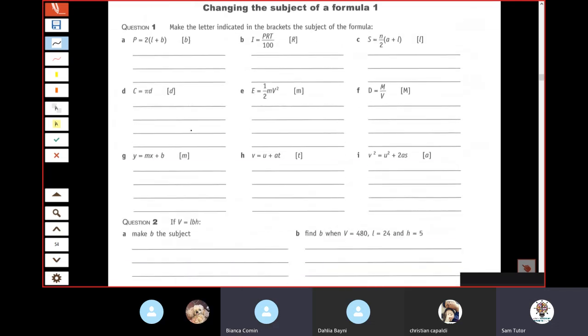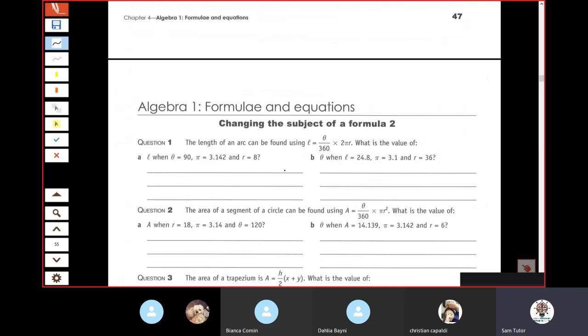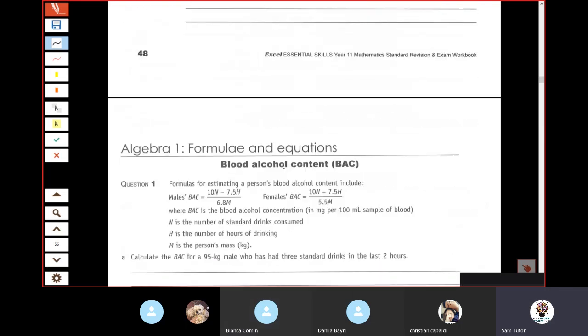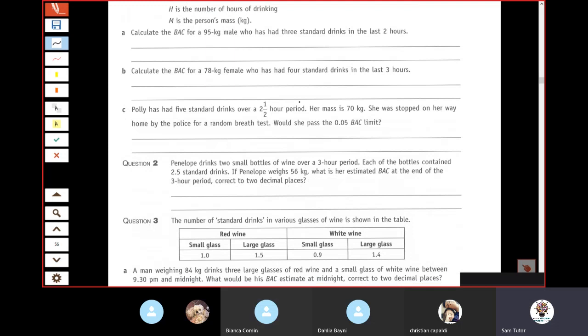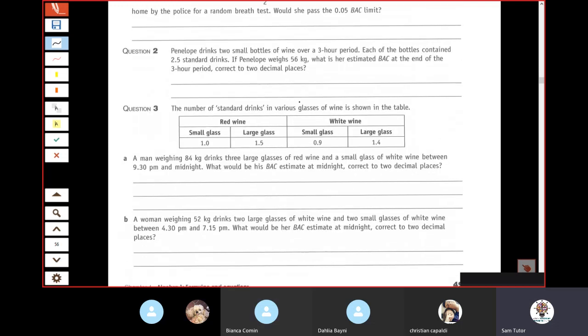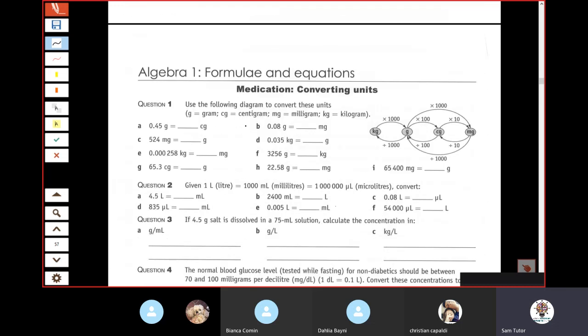Okay, let's move on. These ones are easy, changing the subjects. We've done plenty of that now. Blood alcohol content, I know we've done that as well now. So I don't really want to do the easy ones. What I would rather do with this estimate, I want to do.